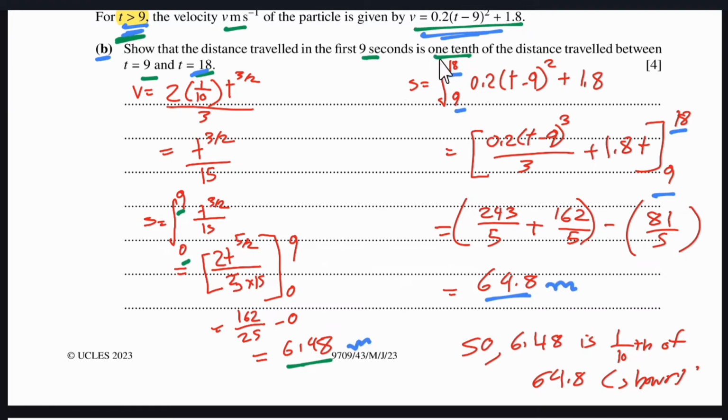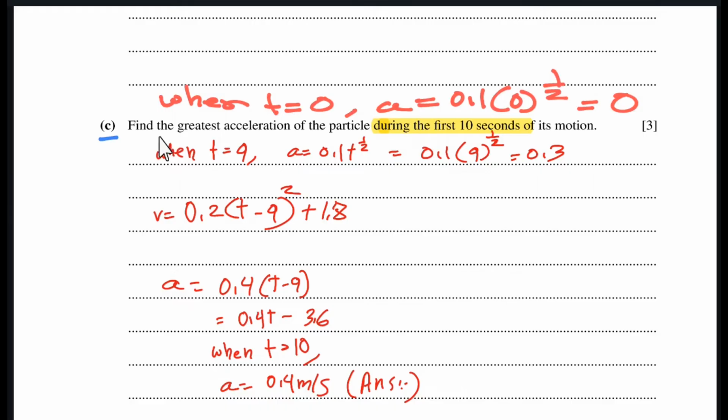So we need to express that the distance in the first 9 seconds is 1/10. So we need to divide this value by this value, and after dividing, that is 6.48 by 64.8. After dividing, we know that the distance is 1/10. So this is shown.